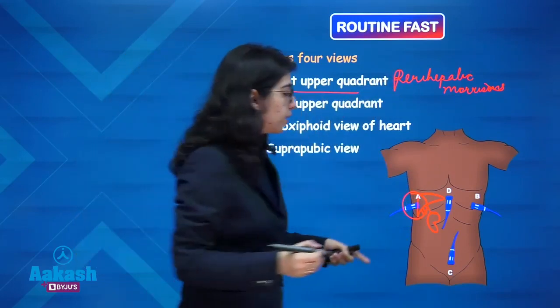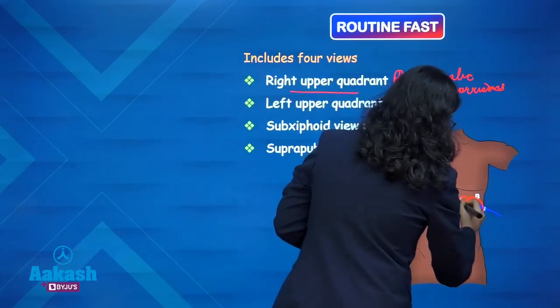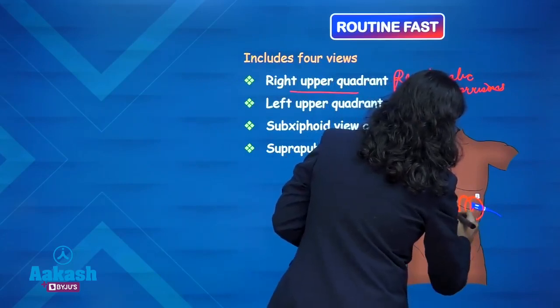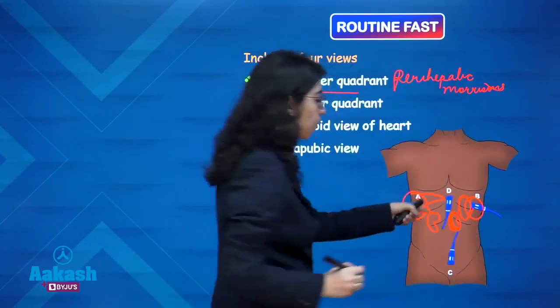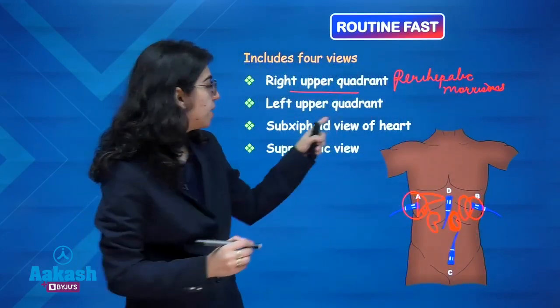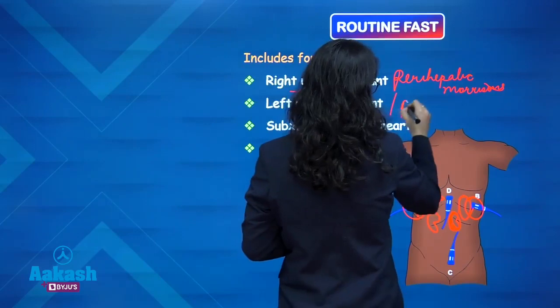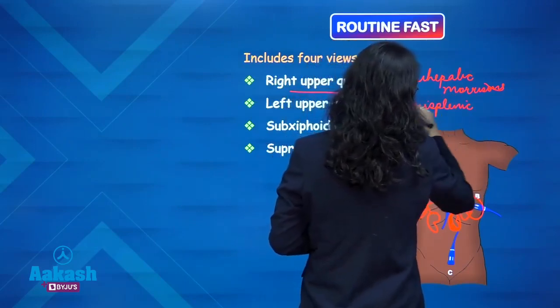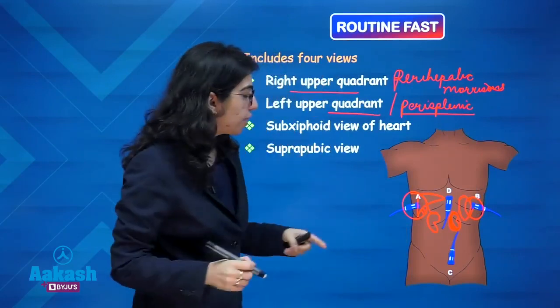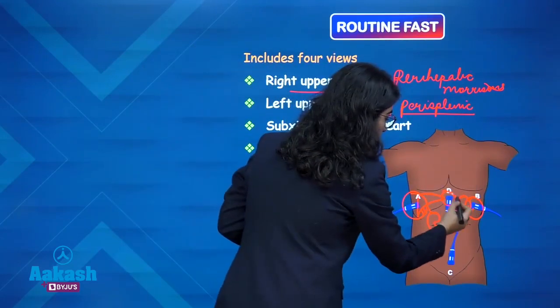Then you keep your probe in the left upper quadrant, have a look at the spleen. There will be spleen lying over here, and the left kidney lying over here. So look at the view of this. So this is the perisplenic view. The left upper quadrant view is also basically called the perisplenic view. Then the subxiphoid view, just place here.